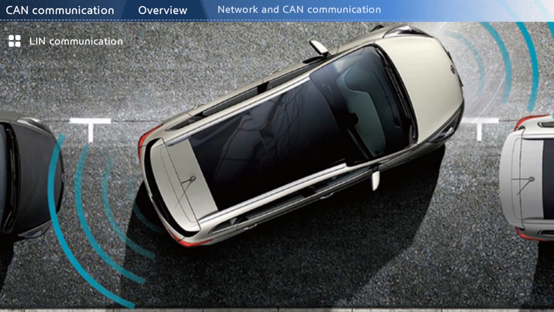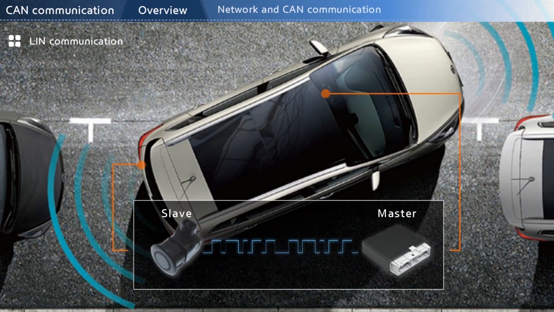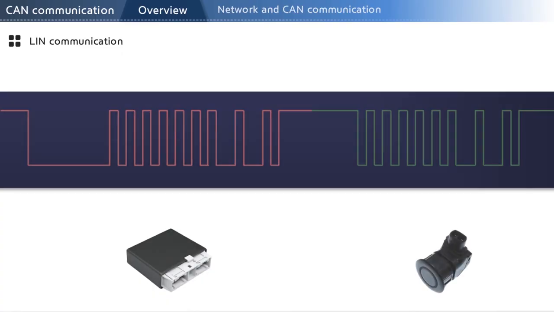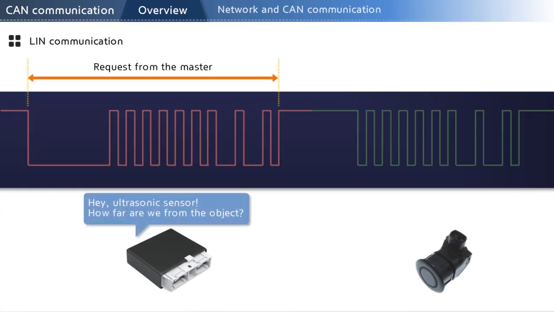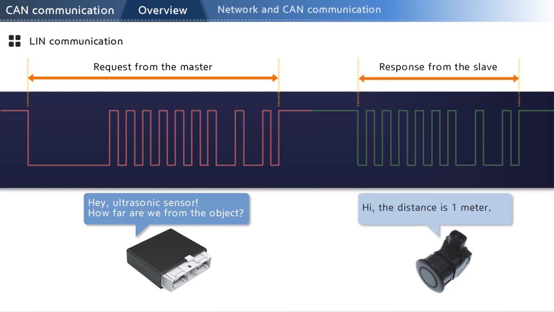Take an example of parking distance warning. When reverse parking, the body controller requests ultrasonic sensors for information regarding any objects behind the vehicle and receives the data from the sensors. This is also request-response communication. This uses a single wire. The characteristic signals are also similar to K-line.